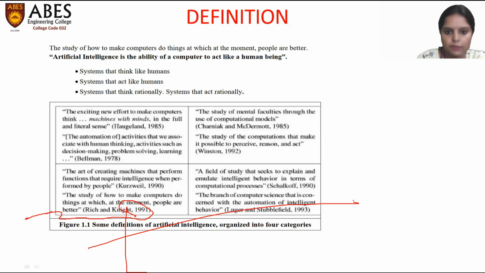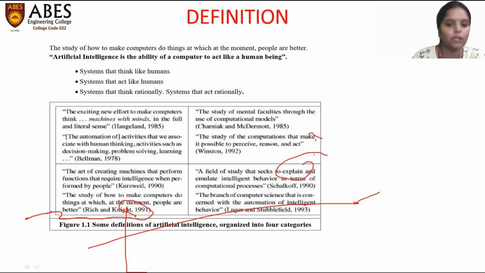Then the third is the study of mental states and faculties through the use of computational models. As you know, humans perform computation a bit slower, but artificial intelligence machines or robots can perform more computation models. So we can say that it is a field of study that seeks to explain and emulate intelligent behavior in terms of computational processes.